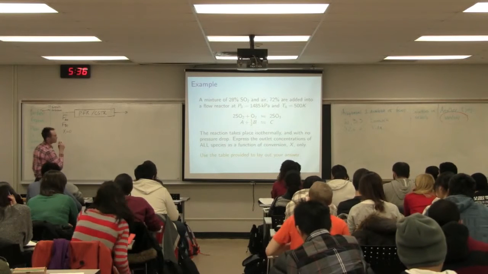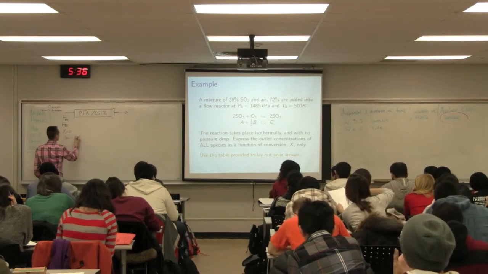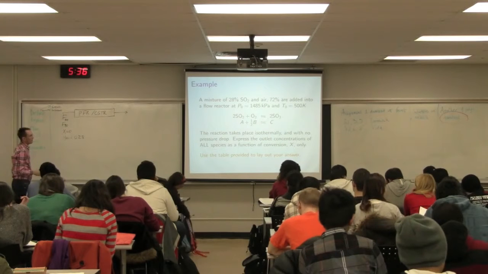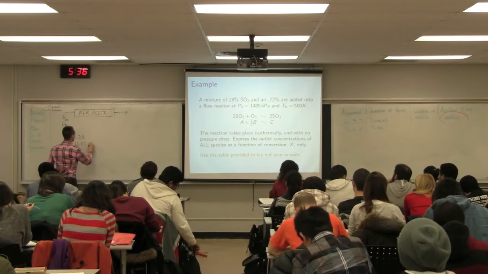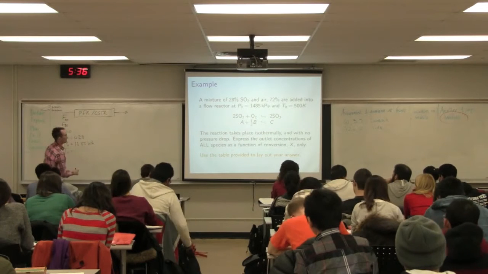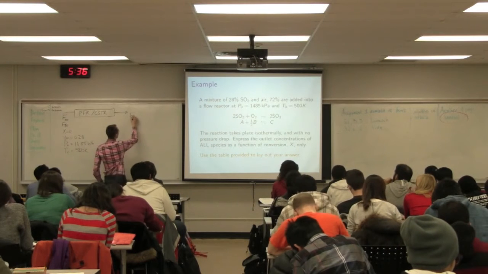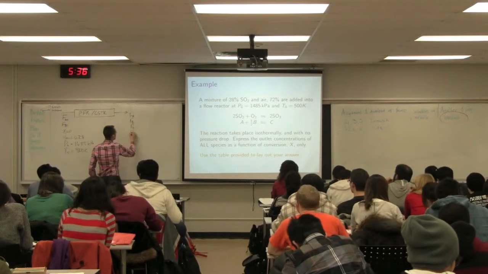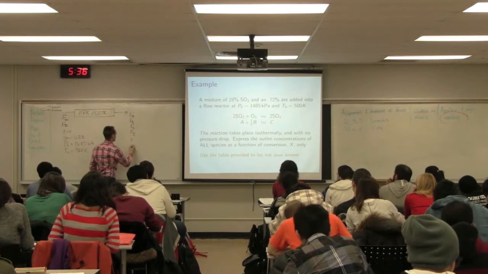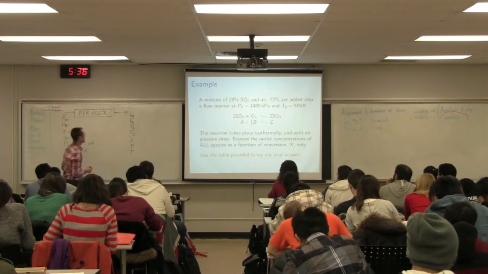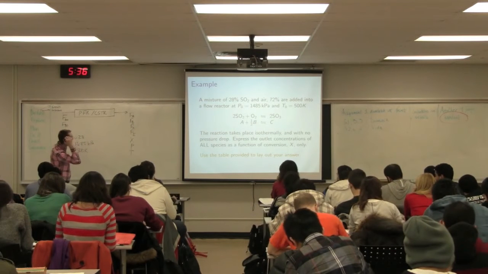Mole fractions. So we've got SO2, that's A, so yA0 is 0.28. We know the pressure, that's 1485 kPa. And we know the temperature at the entrance is 500 K. Leaving the reactor, we've got flows of A, flows of B, flows of C. We also have in this problem flows of inerts. We have a certain conversion leaving at the exit. We've got a certain pressure, a certain temperature. A few other unknowns.